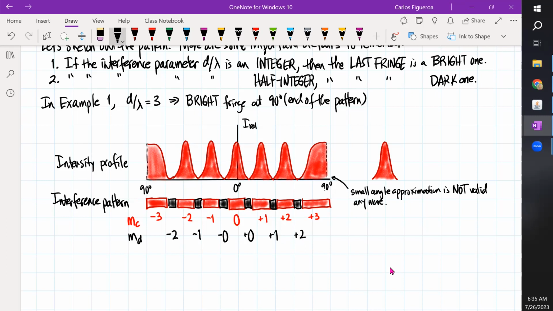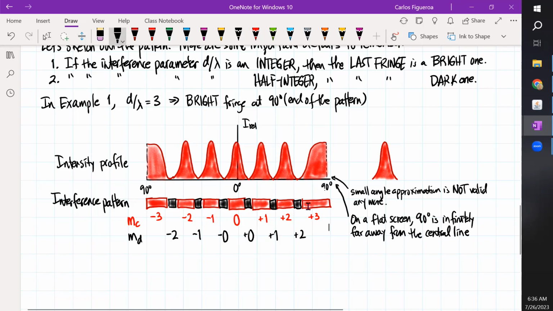And by the way, if this was on a flat screen, -90 degrees is infinitely far away from the central line, right? So right here, if it's a flat screen, it's at 90 degrees. So it has to be infinitely far away.